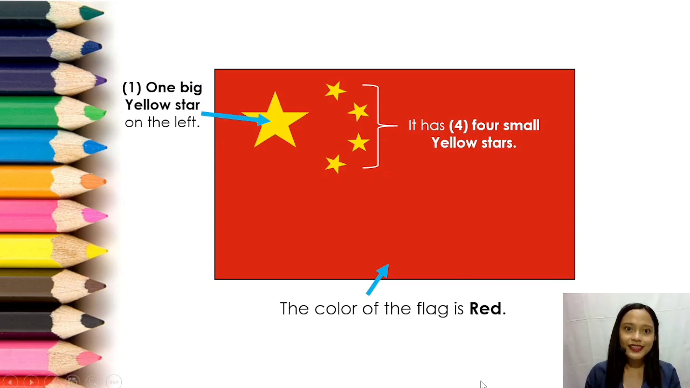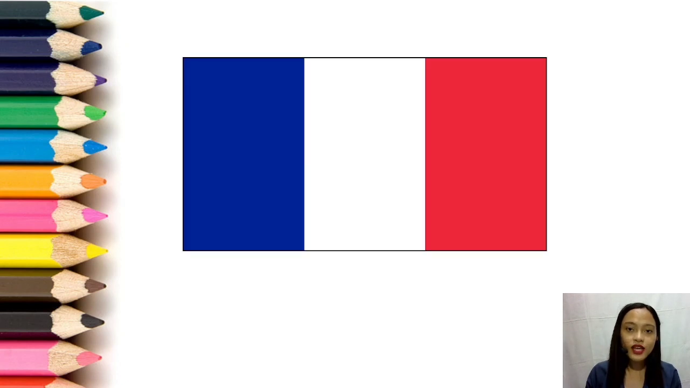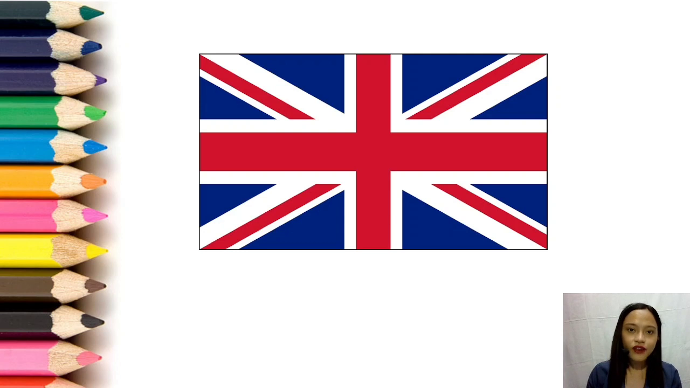Now, let's have a review. Let's name the first 3 flags of the 8 superpowers of the world and also their capital. What flag is this? Good job! France. What is the capital of France? Very good! Paris. Let's have the next flag.